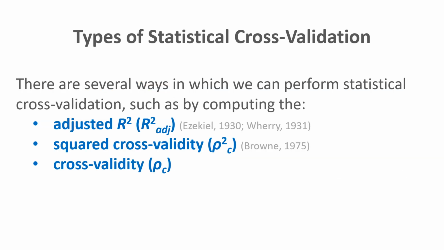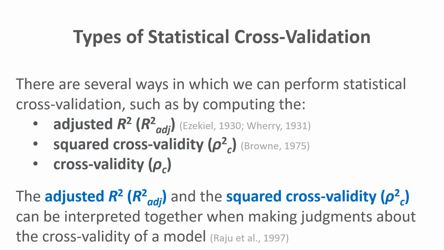There are several ways in which we can perform statistical cross-validation. For instance, we could compute the adjusted R-square value, the squared cross-validity, or the cross-validity. So let's dive into each one of these.